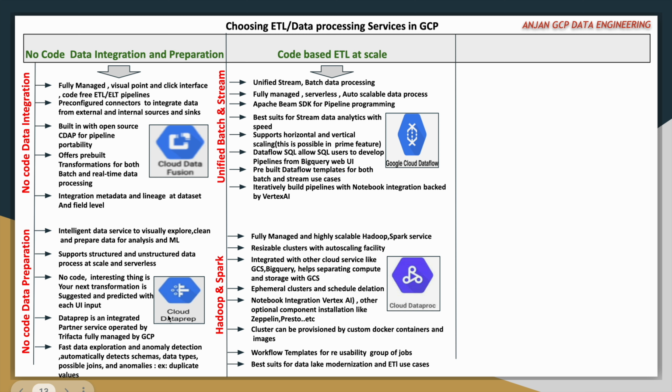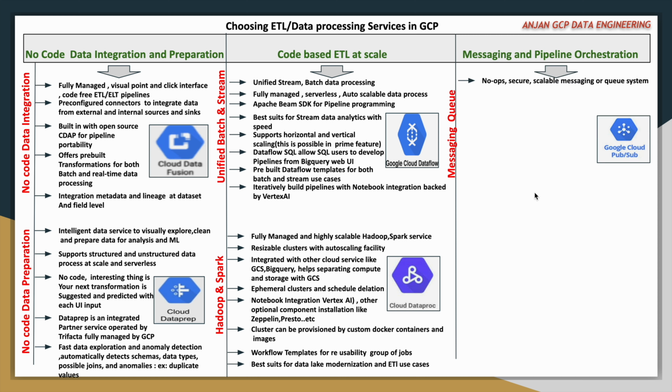Okay, so I hope I am clear. Now we'll move on to a section called messaging and pipeline orchestration. Okay, when it comes to messaging, the first and important service that comes to our mind is Google Cloud Pub/Sub. Basically it is a no-operations, secure and scalable messaging service or queue system available on the Google Cloud platform. Okay, and for real-time data ingestion use cases, definitely you can use Google Cloud Pub/Sub.